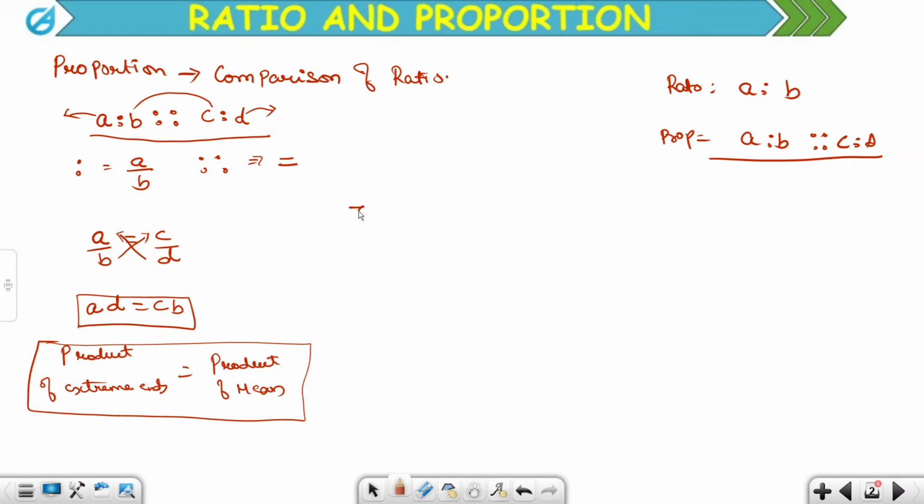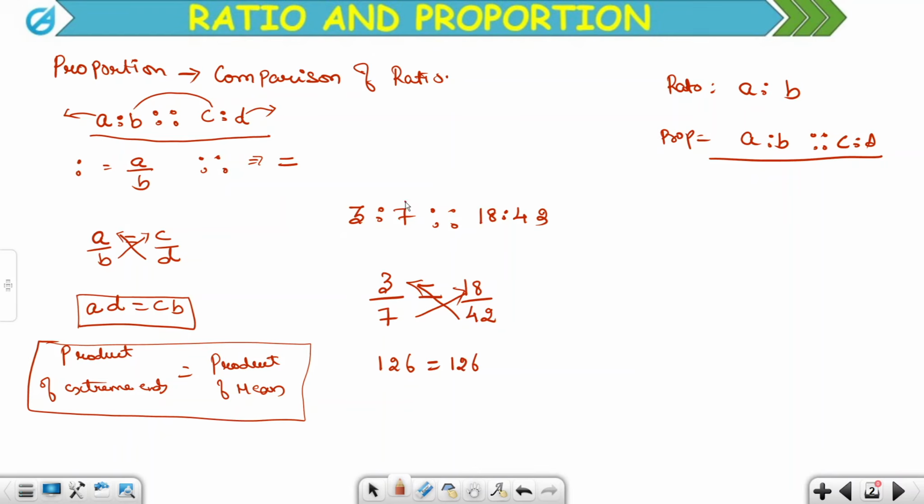Let me give one example. Let me take one example called 3 is to 7 is proportional to 18 is to 42. See how we can write 3 is to 7? 3 divided by 7. What is the meaning of proportional? Which is nothing but equal to. What is 18 is to 42? Which is nothing but 18 by 42. So if I cross multiply, what happens? 42 into 3 will be 126 is equal to 18 into 7. So again, 18 into 7 is nothing but 126.